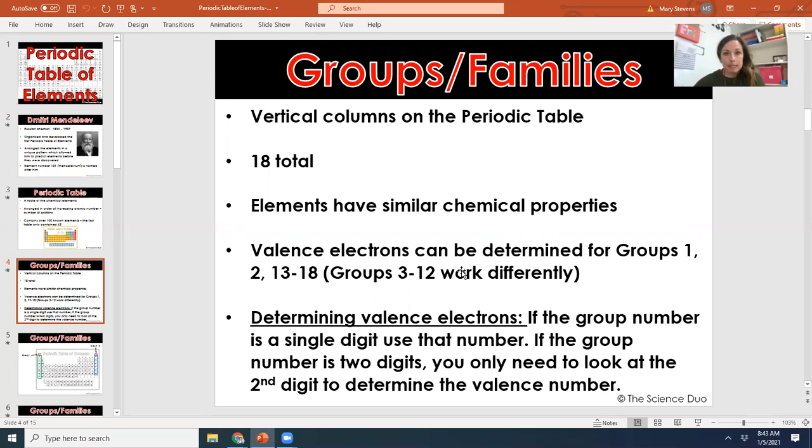So to determine the number of valence electrons, if the group number is a single digit, the number of valence electrons would be that number. For example, group 1 has 1 valence electron. Group 2 would have 2 valence electrons. But if the group number is a double digit, the number of valence electrons would be the second digit, the digit in the ones place. So, for example, group 15 would have 5 valence electrons.